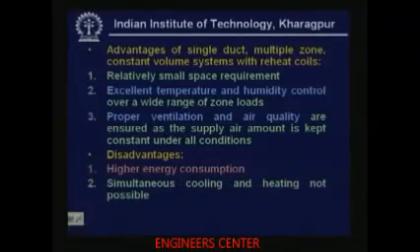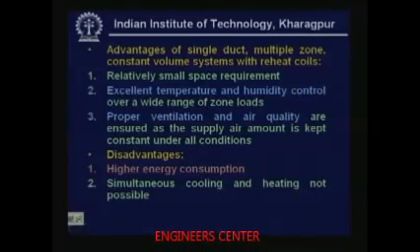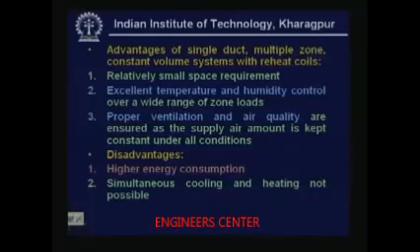However, you can reduce the energy consumption of these systems if you design and select the controls in such a way that at any given time at least one reheat coil is switched off. You can also reduce the energy consumption by using waste heat in reheat coils, for example solar heat or heat rejected from the condensers. And another disadvantage of this system is that simultaneous cooling and heating is not possible. For example, if zone 1 requires cooling whereas zone 2 requires heating, that is not possible using single duct systems.